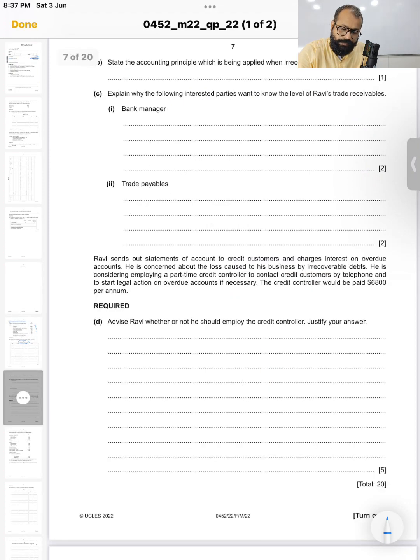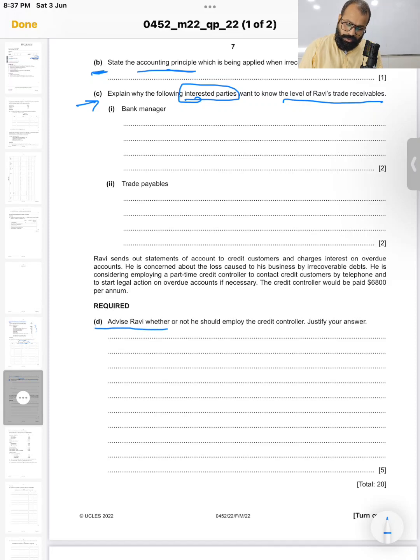Okay, so the B question is state accounting principle. So it's from that accounting principle. The C part is from interested parties. Explain why the following interested parties wants to know the level of Ravi's trade receivable. Okay, so that is from the interested parties part. And the D part is advise Ravi whether he should employ a credit controller.